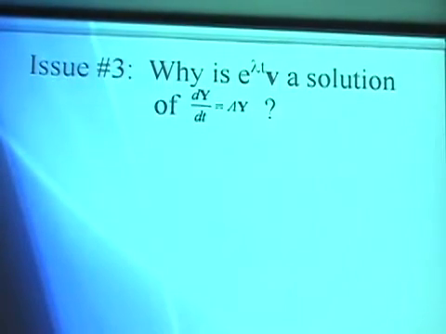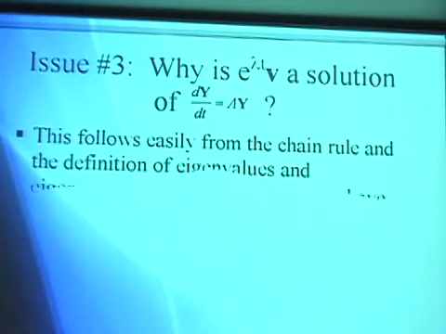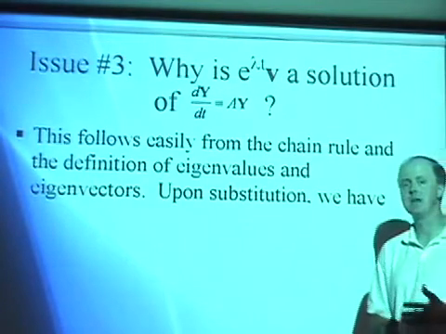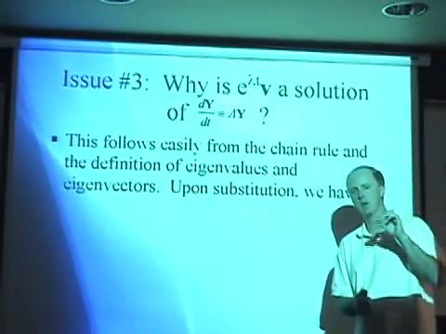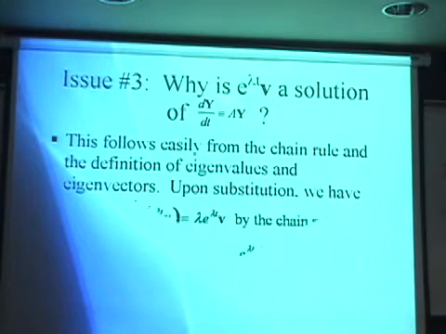Why is e to the lambda t times v a solution? That's another issue. Why is it a solution of this differential equation? dy/dt equals A times y. That's actually pretty easy to verify if you really understand what you're doing. It follows easily from the chain rule and from the definition of eigenvalues and eigenvectors. Now you have to believe that the chain rule works for vector valued functions, but that's just an easy consequence of the fact that we differentiate a vector valued function component by component. Differentiate each component individually. So the chain rule definitely works.